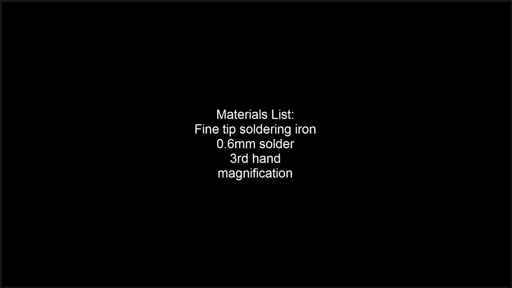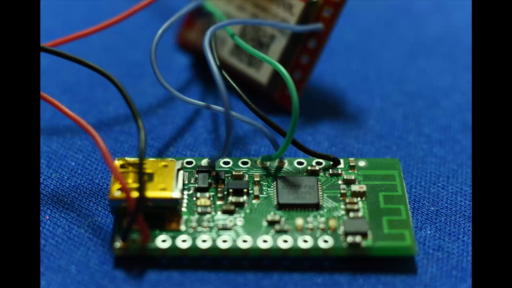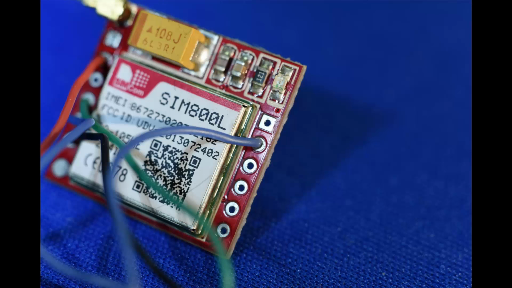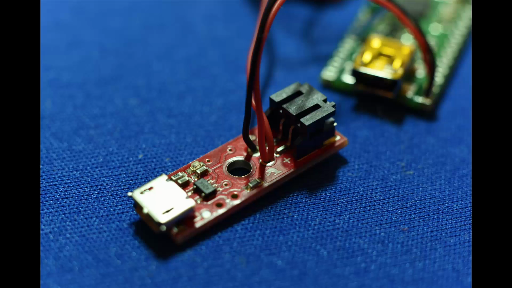You'll need all the soldering materials, as well as the parts of the Parakeet. And that includes the Wixel, the GSM module, which you can get from eBay, a LiPo charger, either from SparkFun, or you can use the one from Adafruit.